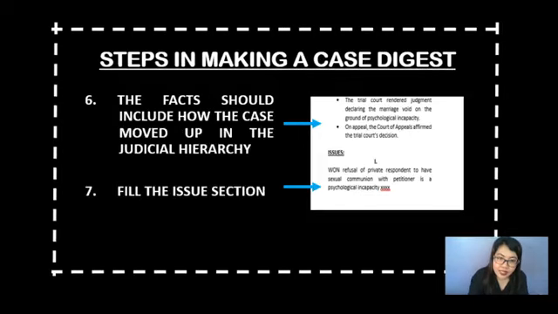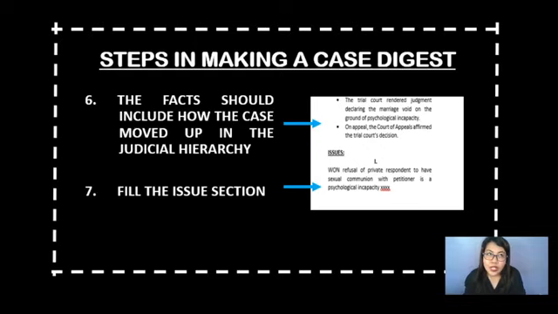Then, we go to number 6. So, the facts should sometimes include how the case moved up in the judicial hierarchy from the lowest court until it reached the Supreme Court. So, that means from the MTC, or the municipal trial courts, municipal circuit trial courts, metropolitan trial courts, or the regional trial court, to the Court of Appeals, or to the Supreme Court.